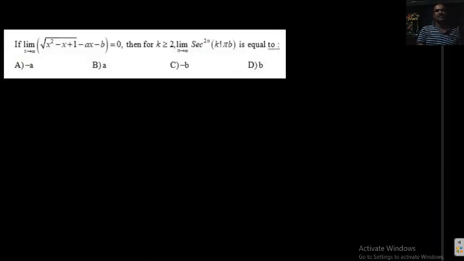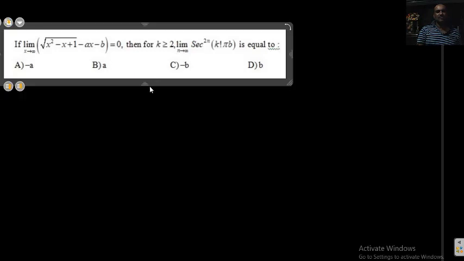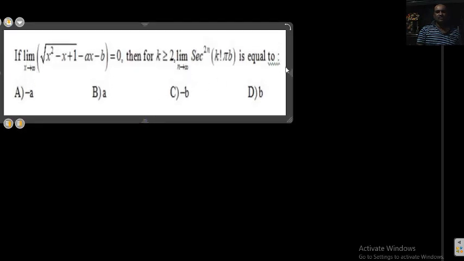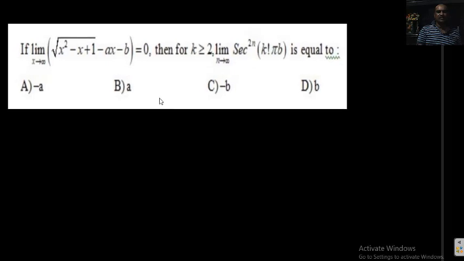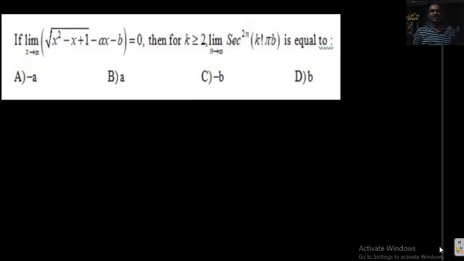Okay, students, next another interesting problem. Two problems are there here. The limiting value of root over x square minus x plus 1 minus (ax minus b), as x tends to infinity, is 0. Then, for k greater than or equal to 2, secant over 2n k factorial into pi b is equal to what? Interesting problem. First of all, I want to find a and b values using the first relation.